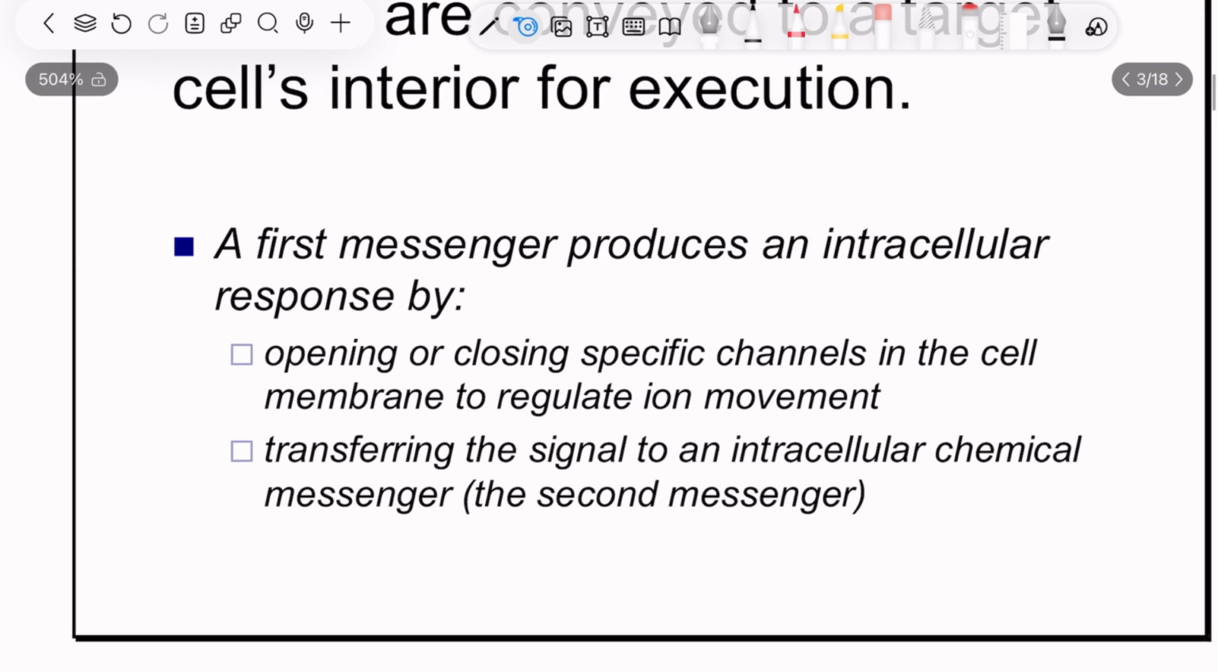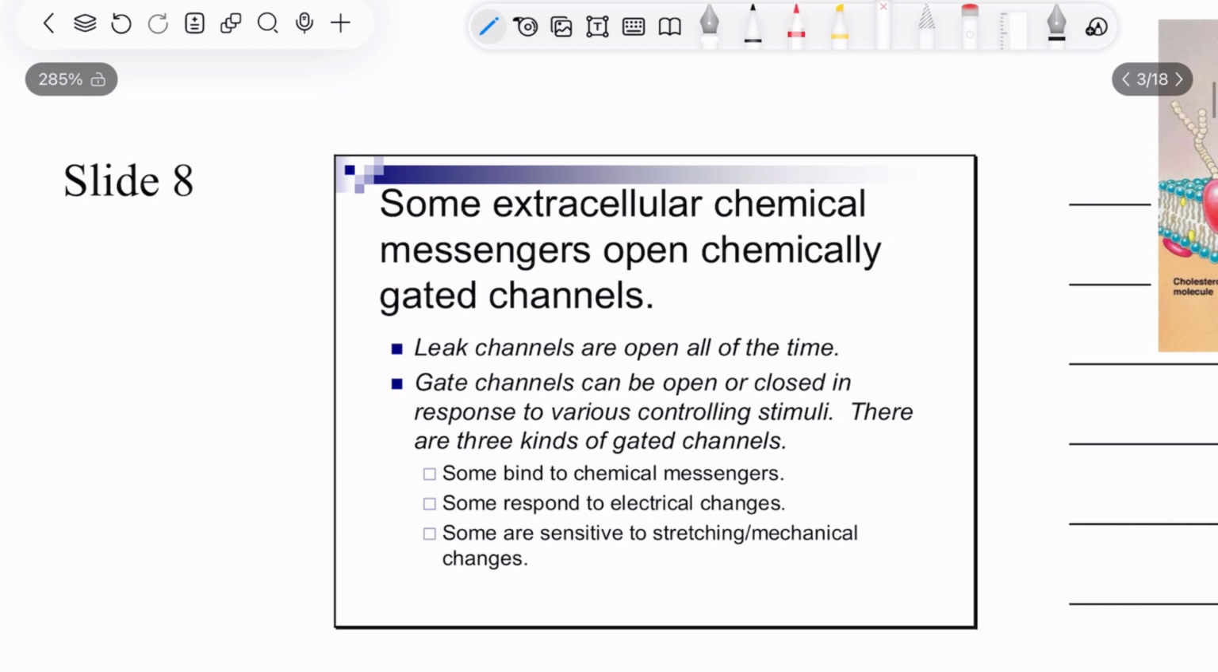After the first step, it then activates a second messenger inside the cell. The second messenger helps continue the signal inside the cell, leading to a specific cellular response, like turning on a gene or making a protein, for example. So, in summary, the first messenger, like hormones, starts the signal, while the second messenger helps carry the signal further inside the cell for action. Some extracellular chemical messengers open chemically gated channels.